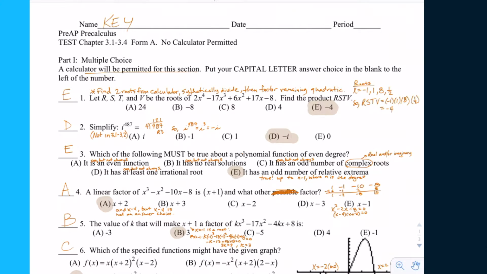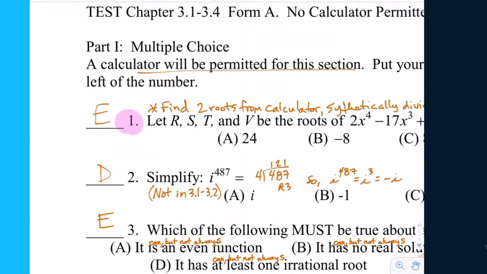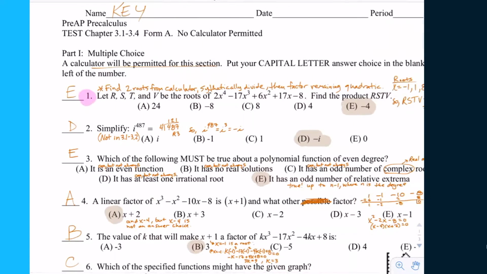But number one, definitely. So if you want to know which ones for sure will be on your test, because I did have this open as I made the new test. Number one, for sure, for sure, for sure. You're going to have basically 4 roots for a polynomial, kind of like what we just did. And I'm going to ask you for the product, R S T U V.